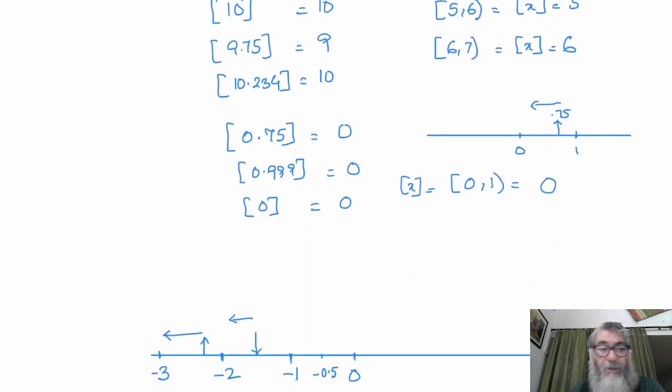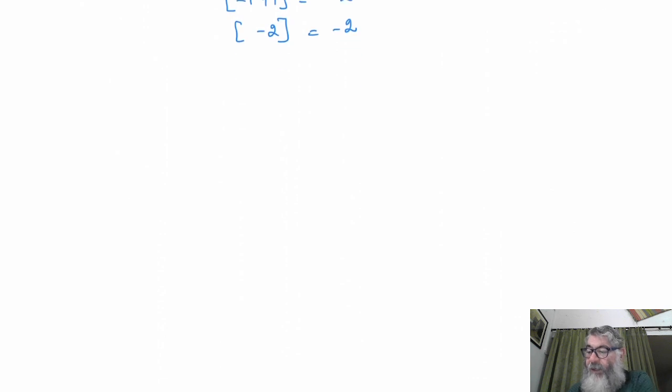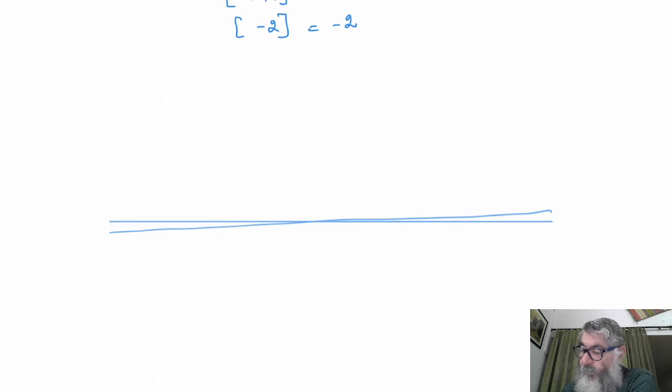Now let us plot the graph of this function. This is the x-axis.